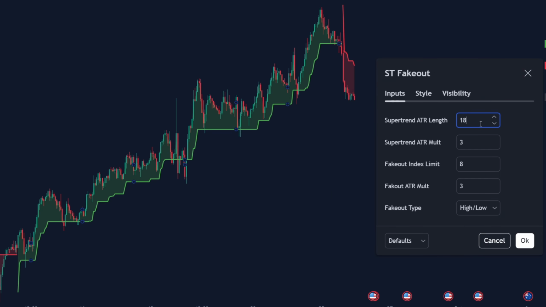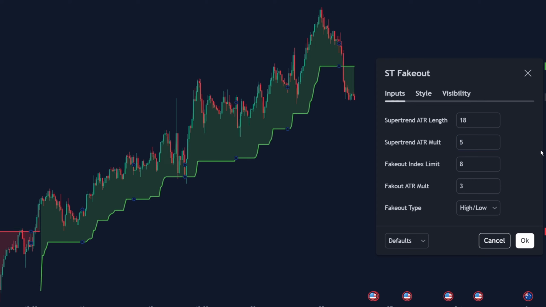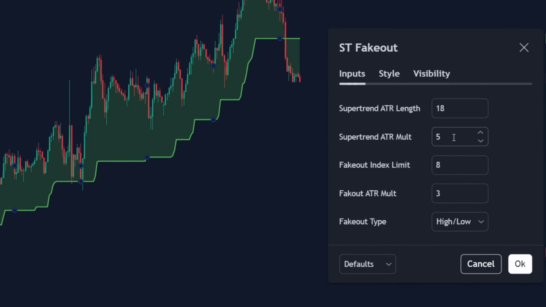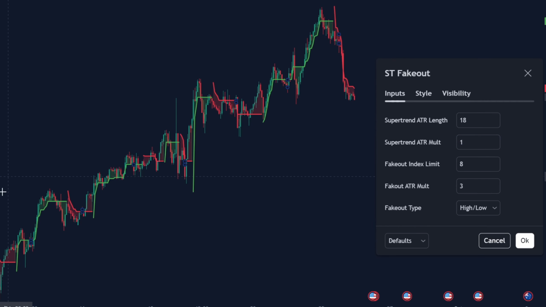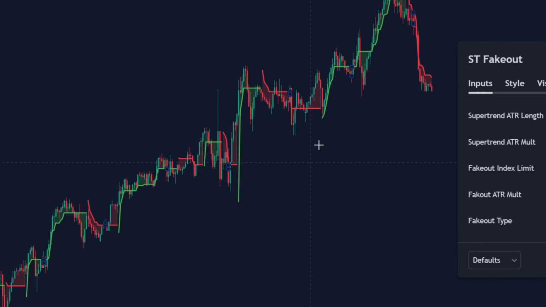First, the supertrend ATR length changes how fast the indicator reacts to price. The higher the value, the more smoothed it is. But this doesn't change the entries that much. More important is the supertrend ATR mult. It changes how far the supertrend line is from the price. And as you see, this changes the entries quite a lot. Higher values give fewer but more accurate signals, while lower values give more signals, but at the same time, more false ones.